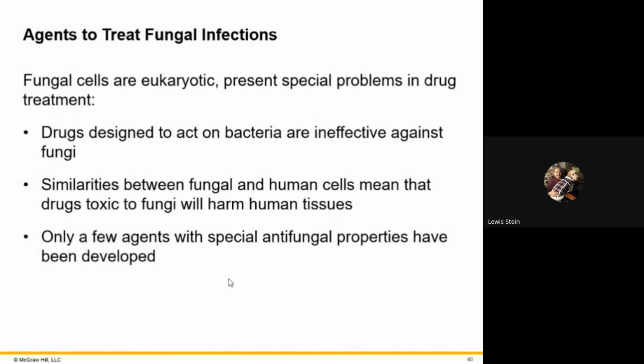And then they go right to antifungals. What the heck? Okay, antifungals are a whole different problem. I'll go back and revisit the fungi. I wanted to go through this PowerPoint for you.